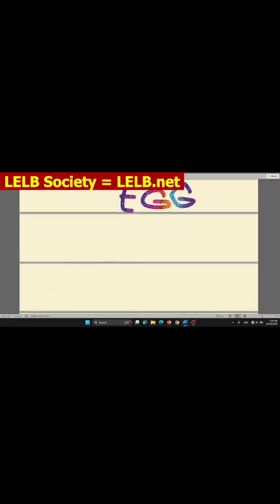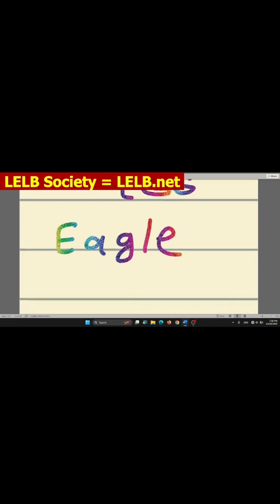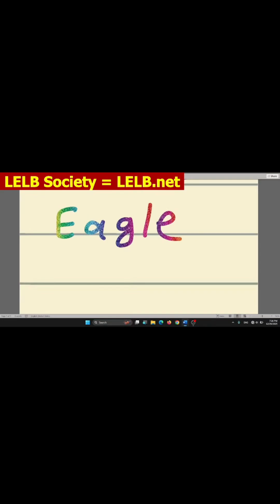Egg. So also I can say eagle. Eagle is a bird. They are wild. Eagles are wild birds and so dangerous. And they live on top of mountains. Big mountains. Their nests are located on top of mountains. Good. Eagles.